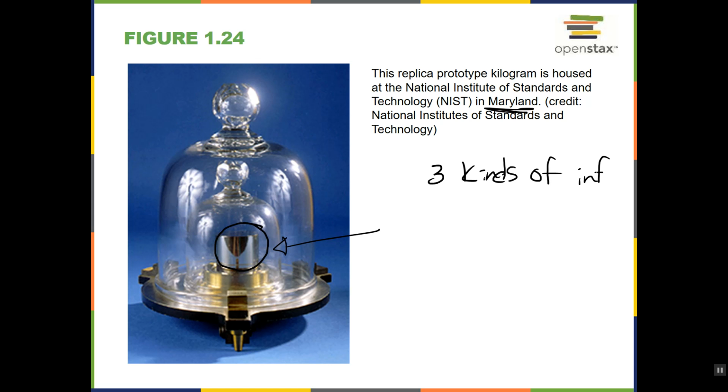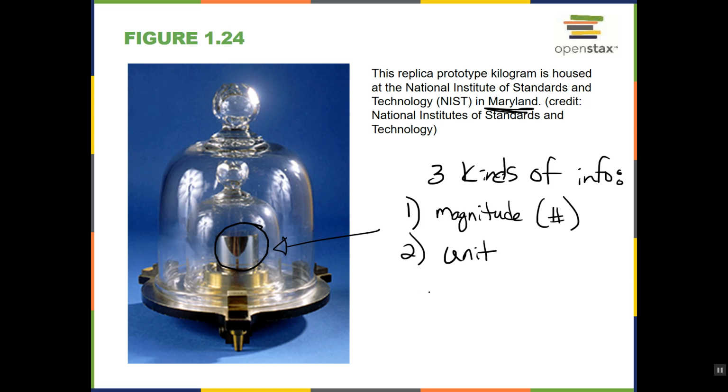Three kinds of information that you want to get out of a measurement. So when you talk about a measurement, you're going to talk about the magnitude. And when we talk about magnitude, we're really talking about the number. The second thing you're going to try to get out of it is the unit, the unit of measurement.